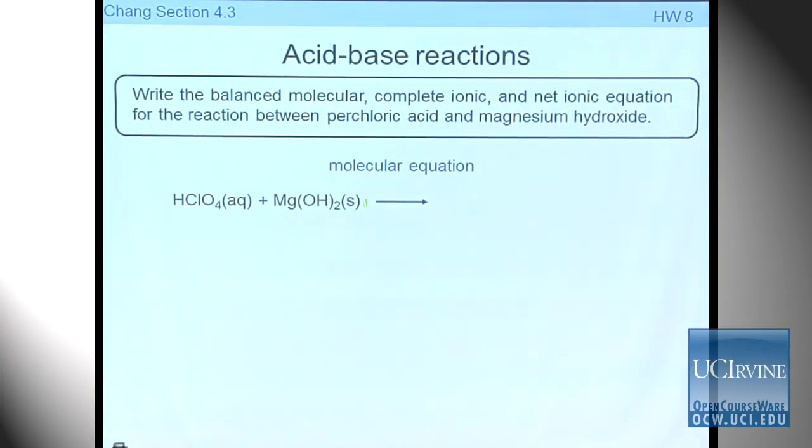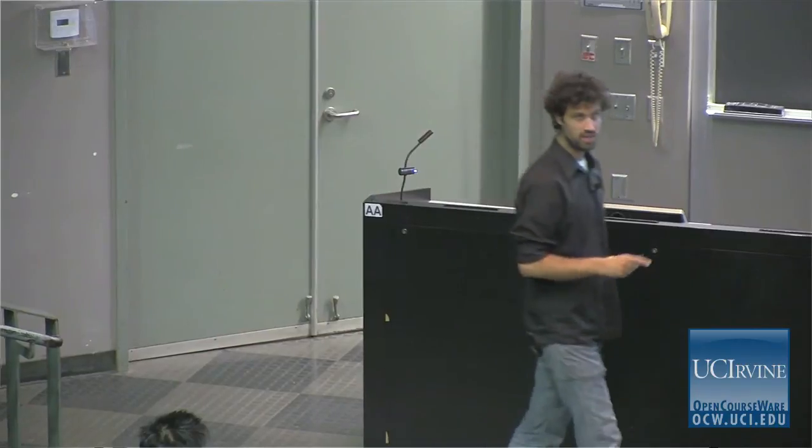All right, what's happening? Well, this is OH minus. That's a strong base. H plus, of course, is interacting with it to form water. And the other two that are just still in solution are the magnesium ions and the perchlorate anions. And the way to write that in the molecular equation is to put them together as a compound, but it's understood that they are fully dissolved into ions.